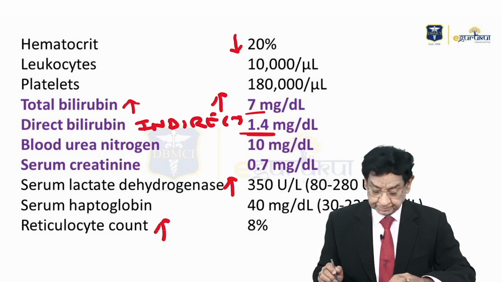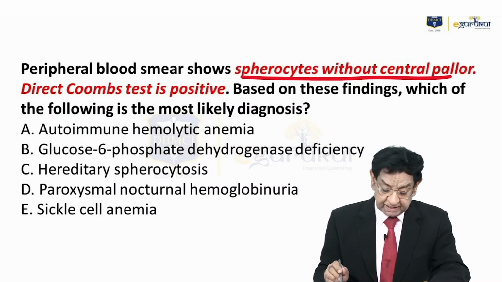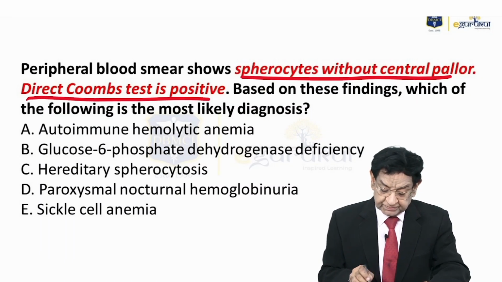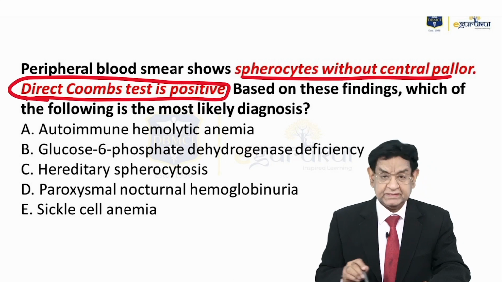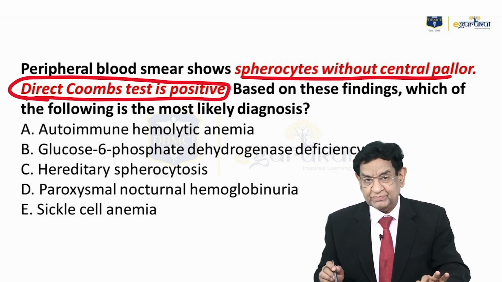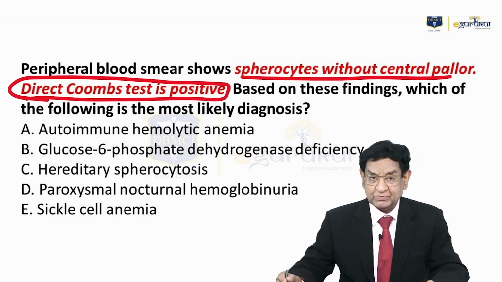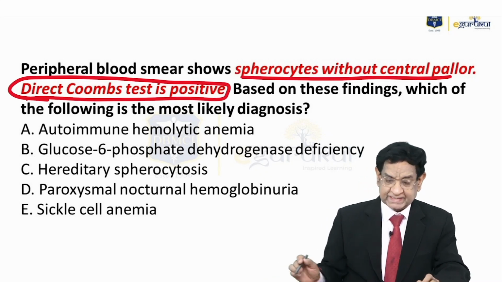Okay. Well, the peripheral blood smear shows spherocytes without central pallor. Coombs test is positive. I think this is one of the single most important lines in the whole question, which is going to give you a clue, and you can answer this question in just 1 second. What is that? I'm going to discuss in the next slide.